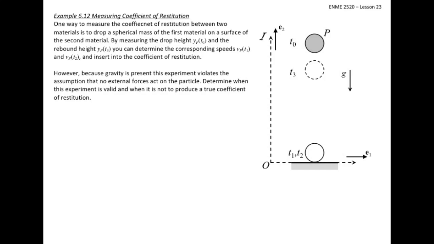Now, one of the complications here is that we're violating one of our assumptions, and that is that there are no external forces that act on the particle. But to do this, we need to have gravity, and this is the external force that's actually creating the movement, the acceleration, such that we can determine what these speeds are. So we want to analyze this and determine when this experiment is valid and when it isn't, such that we can do this in the laboratory and produce a true coefficient of restitution.